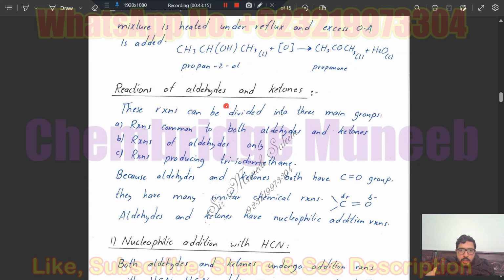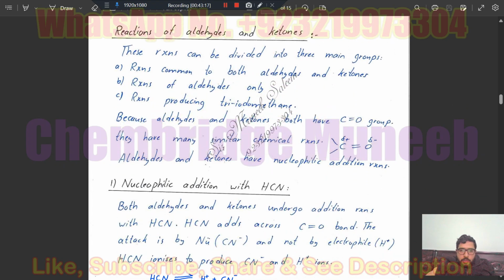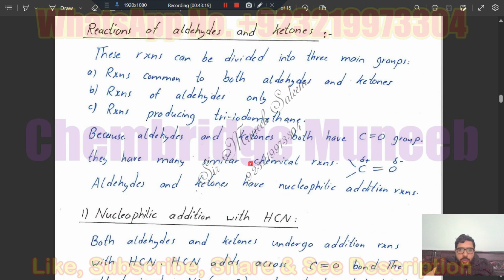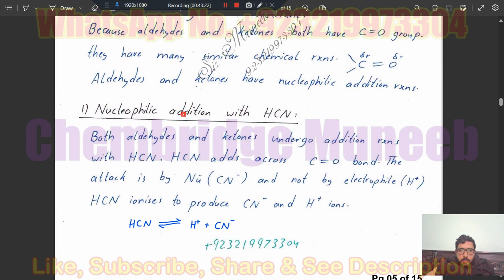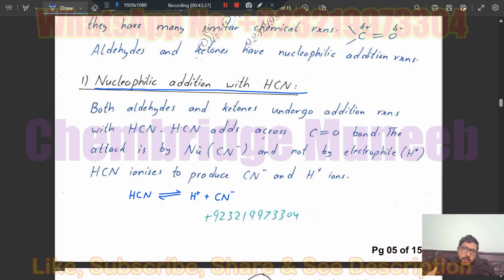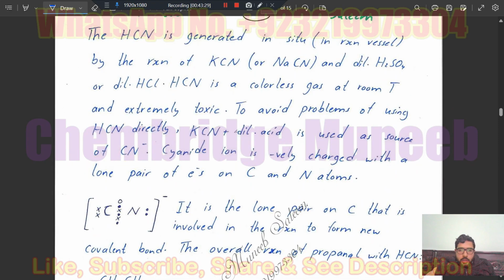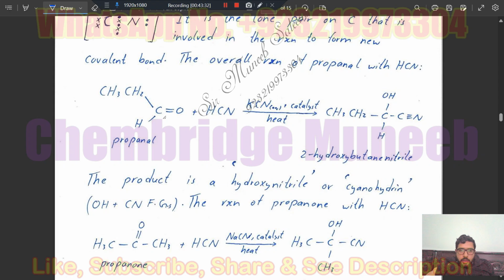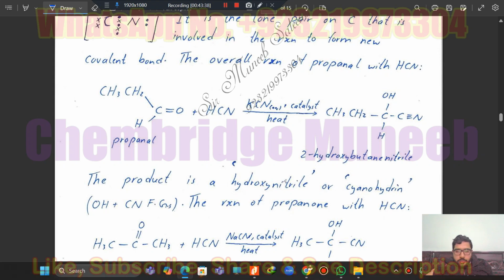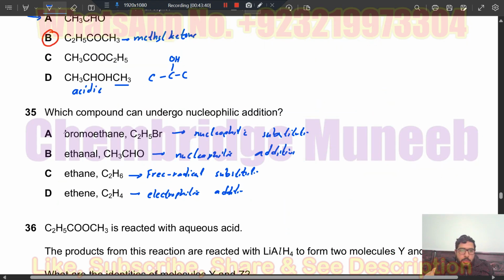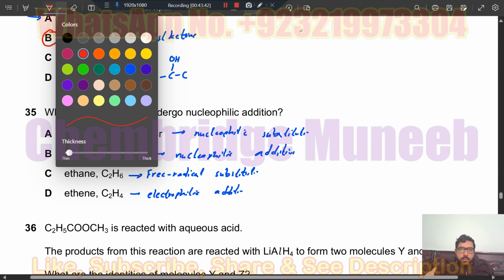Here it is a reaction of the aldehydes and ketones which comes under the carbonyl compounds, and you can see the nucleophilic addition reaction with the HCN. So this can give reaction with any other nucleophile, and here is one reaction over here of the propanal with HCN. So it is a part of the nucleophilic addition reaction. So the right option becomes B option.